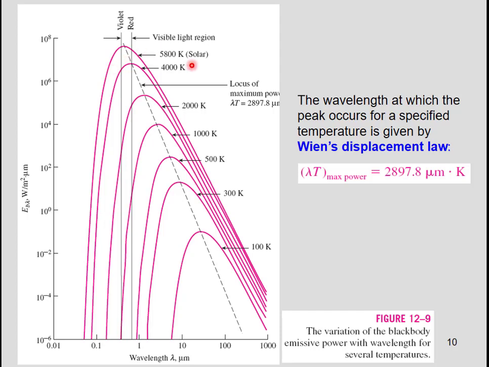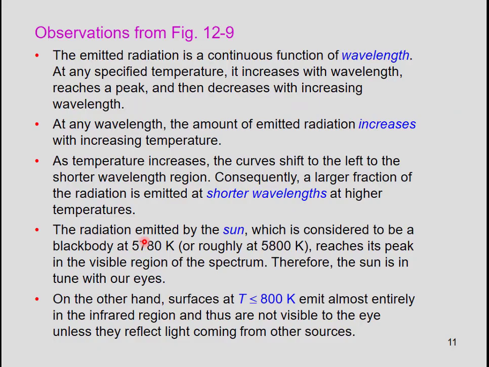So higher temperature will have higher radiation energy, or emissive power actually. And this dashed line is also the maximum power according to Wien's displacement law. You can see it for different temperatures and different wavelengths.